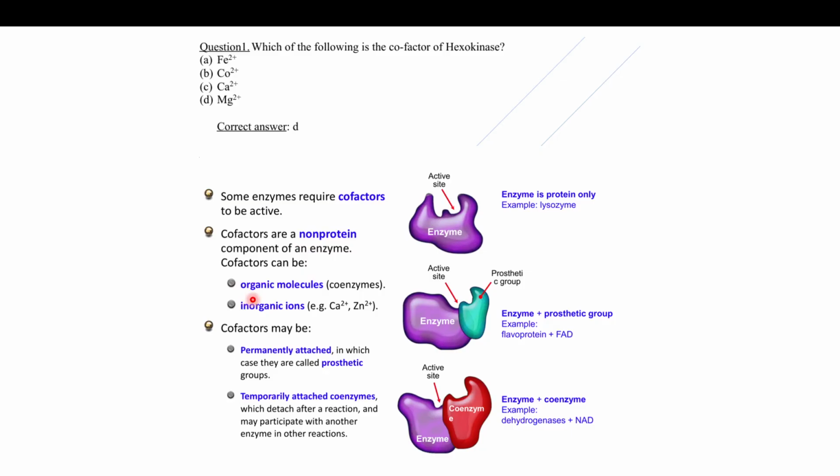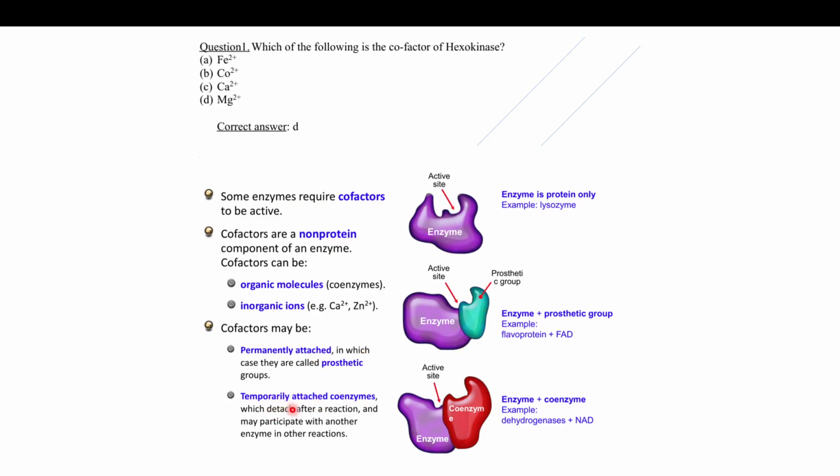Now cofactors can be organic molecules. In that case, they are coenzymes, or they can be inorganic ions. For example, in the case of hexokinase, divalent magnesium ions are the cofactors. Cofactors can also be permanently attached. In this scenario, it is called a prosthetic group, without which the enzyme won't be functional.